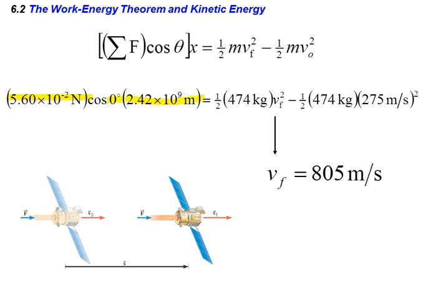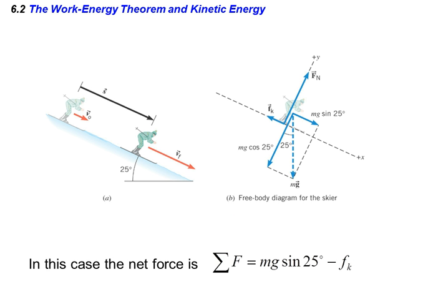Well, that has to equal our change in kinetic energy, and so our initial kinetic energy is 1/2 the mass times the initial velocity squared, and our final kinetic energy is 1/2 the mass times our final velocity squared. Do some algebra, and we get the velocity to be 805 meters per second.